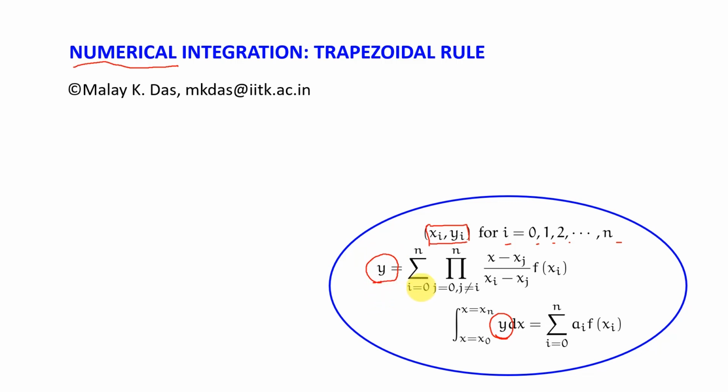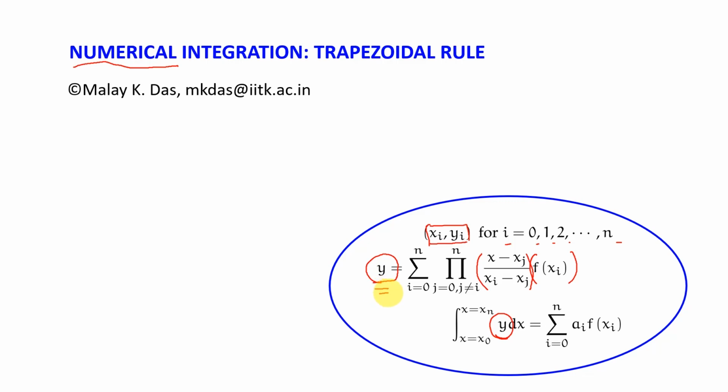To do so, in this case I am showing a Lagrange polynomial, but you can use any other method to fit a polynomial. And after we fit the polynomial, you see that in the Lagrange polynomial there are two parts. One is this f of xi and another is this x minus xj divided by xi minus xj.